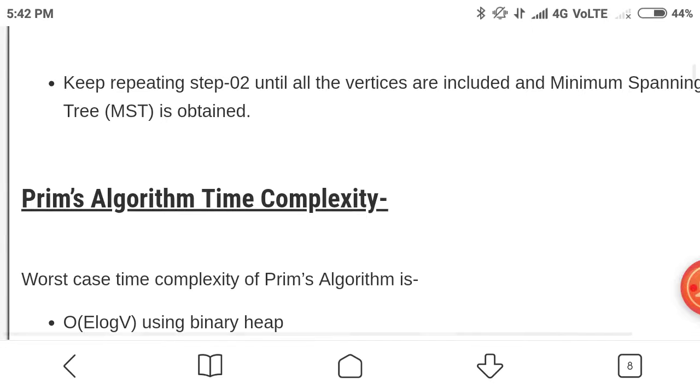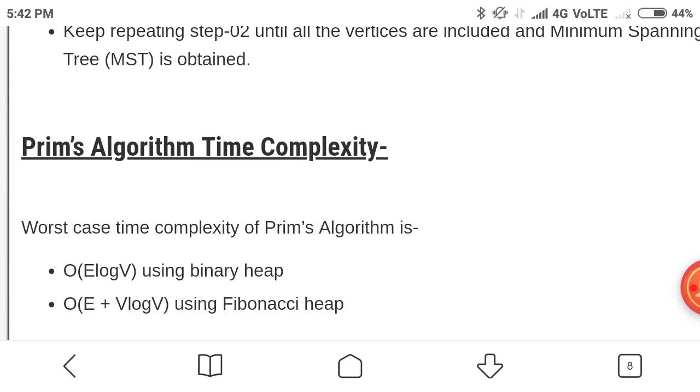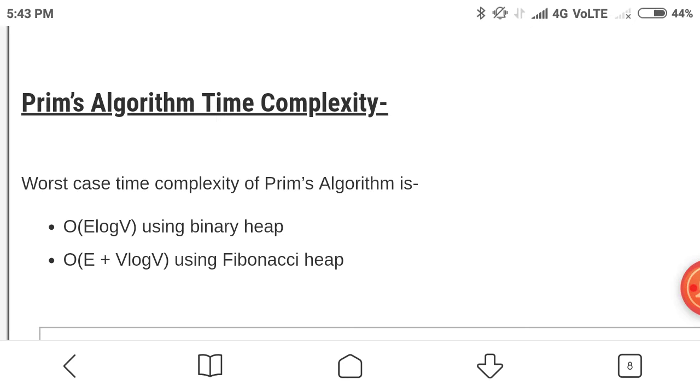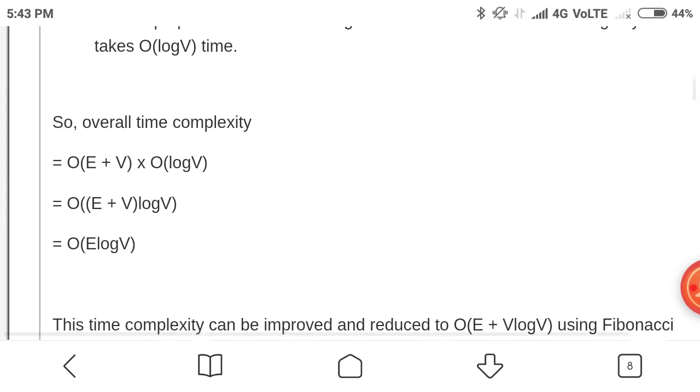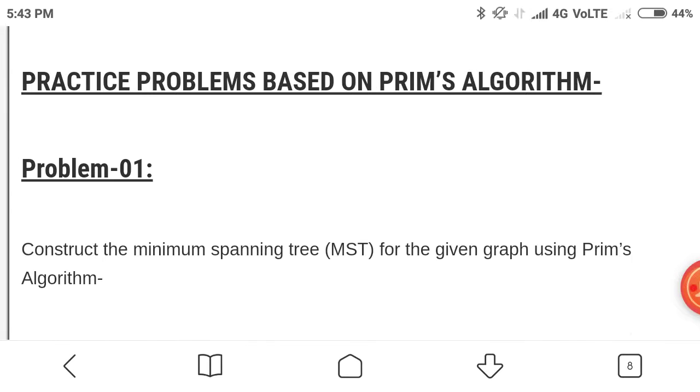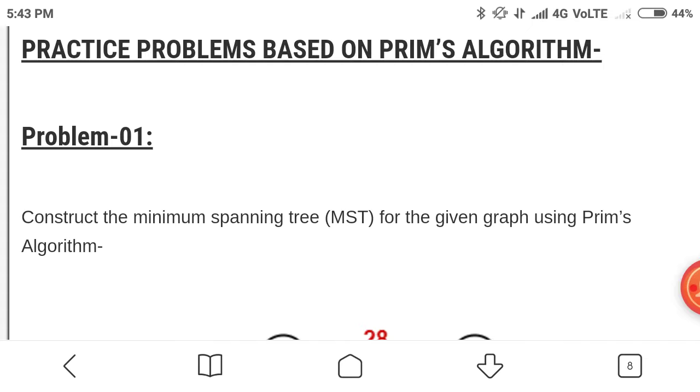Now the complexity of Prim's algorithm. There are two types of implementation we can use, depending on the data structure. One is a binary heap, in which case the complexity is order of E log V, and if it is a Fibonacci heap, then order of E plus V log V. Now I am going directly to an example.